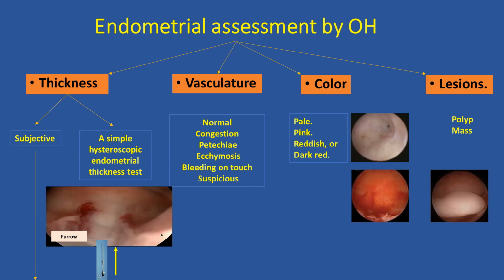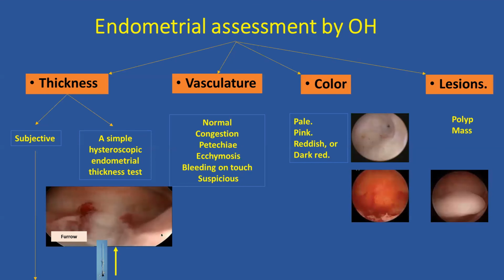And also you can do a simple hysteroscopic endometrial thickness test by pressing the telescope on the posterior wall from the fundus till the cervix. If you notice a furrow, if it is deep, this means endometrial hyperplasia. If it is not formed, this is thin endometrium. If it is formed but mild, this is considered normal endometrium. And this is also a simple test by hysteroscopy.